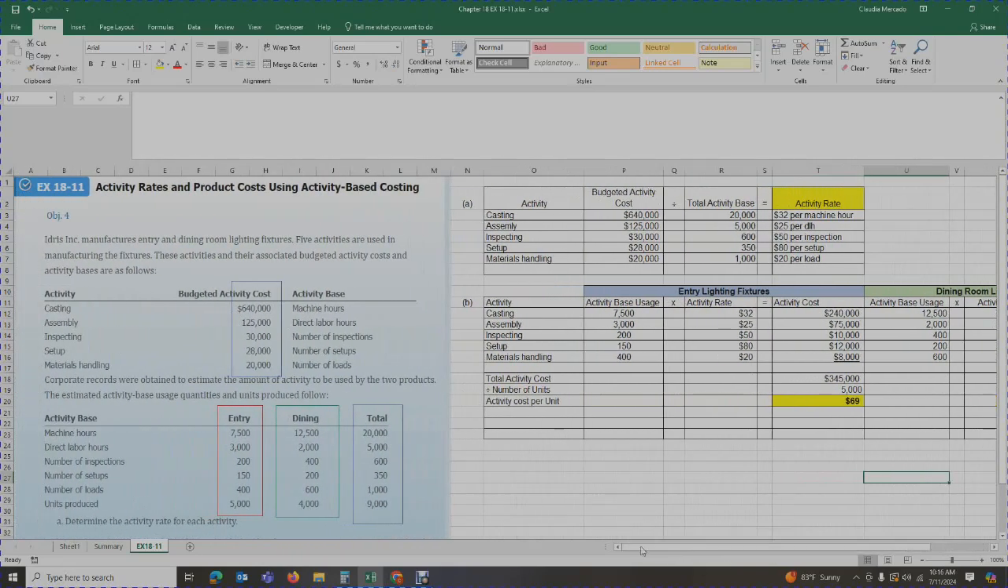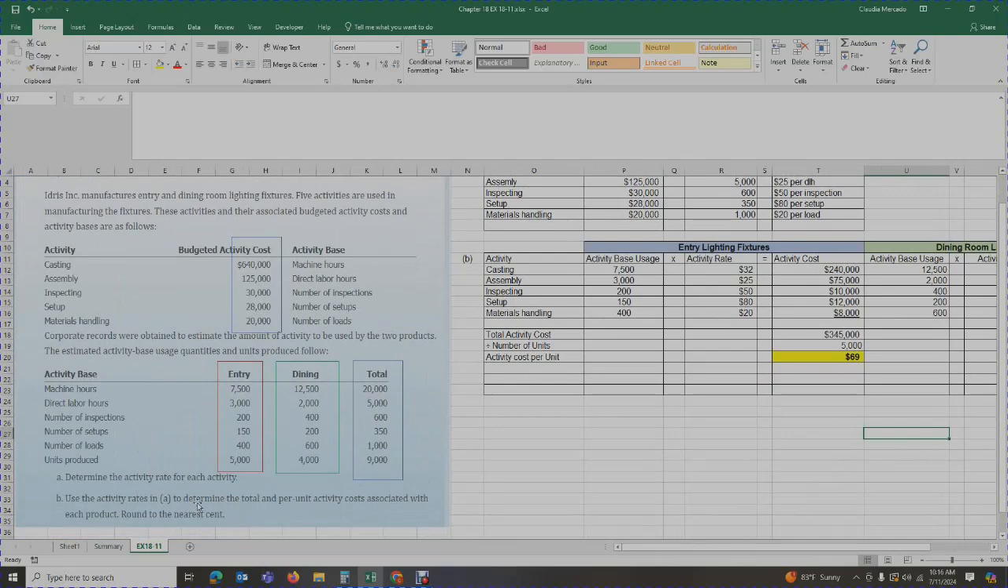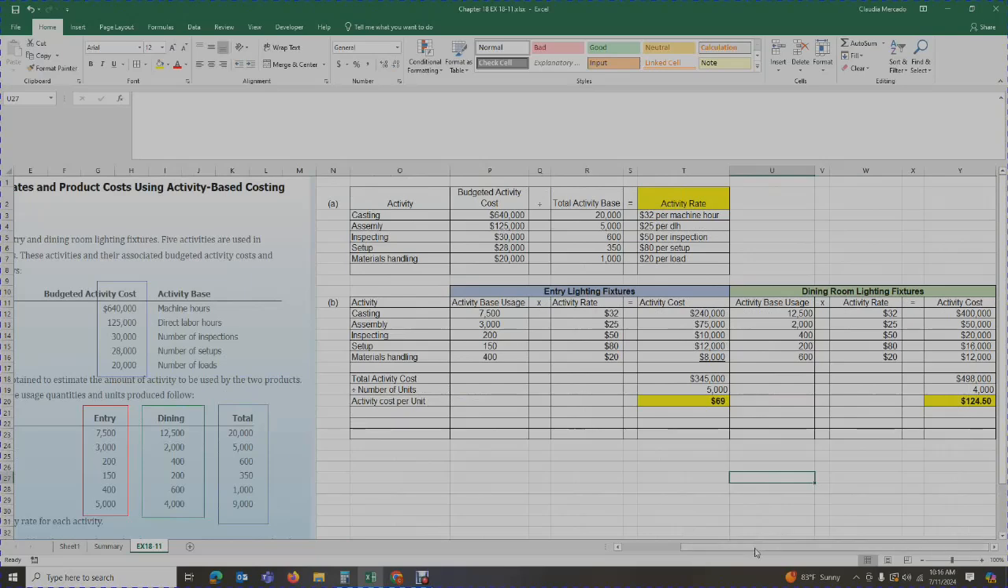So these are pretty straightforward. It's just a matter of locating the information that we need and then doing the math. And you can always use a calculator when you are doing your calculations. Make sure that you round to the nearest cent. That is basically it for this problem.